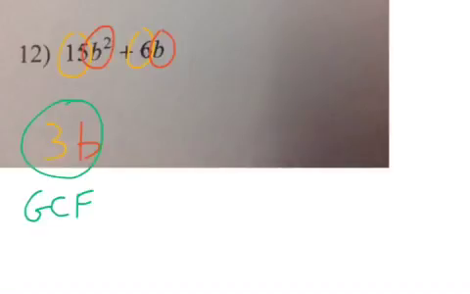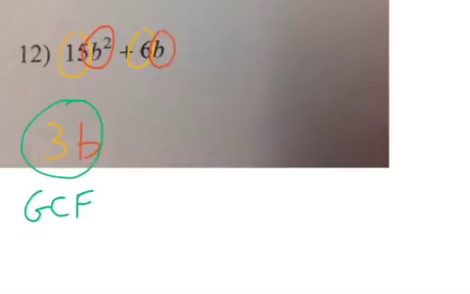What number can I divide 15 and 6 by? Well, aren't they both part of the 3 times tables? So I'm going to use a 3. Okay? And now look at the b squared and the b. Does everybody agree b squared is b times b? So they both have a b inside of them as well. And what we have right here, guys, that 3b is what we call our greatest common factor.